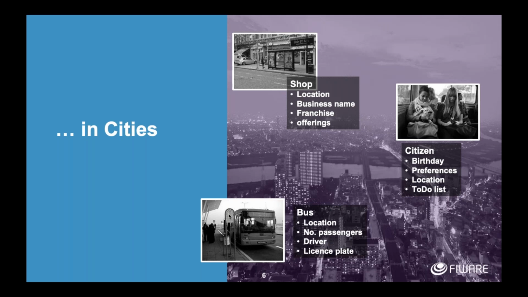As you can see, you can get this information in different domains. Within the domain of smart cities, you would have things like a shop with a location, or a business name, or a bus where it's moving around, and the driver would change, or the number of passengers and how full it is would change. But it's not just about smart cities. It's applicable to multiple verticals.